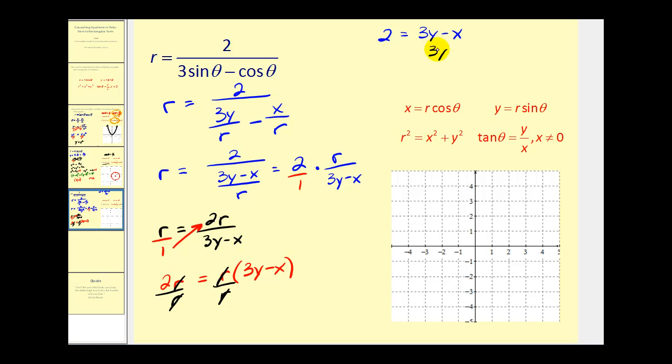So we have 3y equals x plus 2. We add x to both sides. And we'll divide each term by 3. So our final equation would be y equals 1/3 x plus 2/3. So we have a y-intercept of 2/3, roughly here, and then we would go up 1 and right 3. And there's our line.